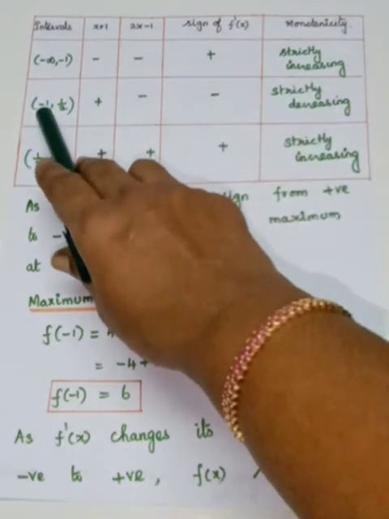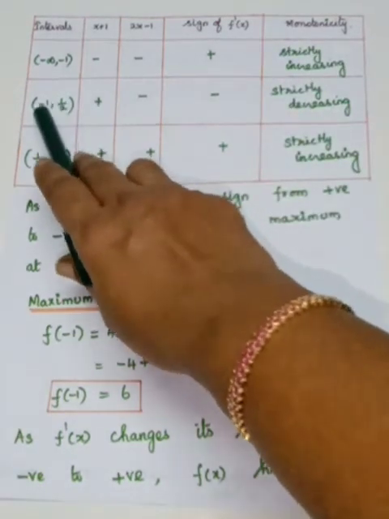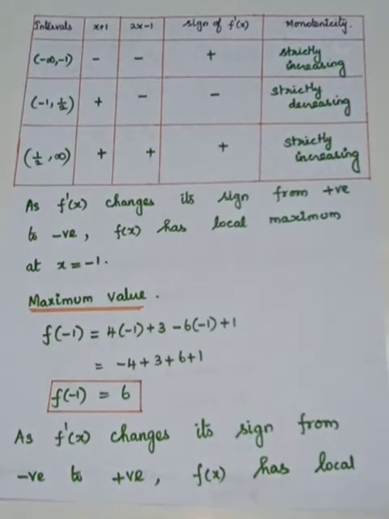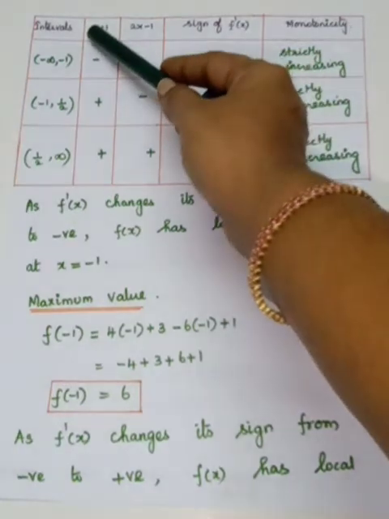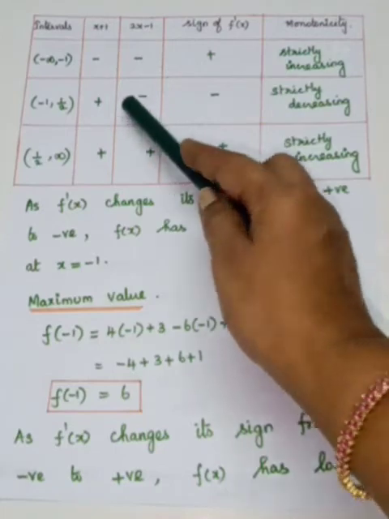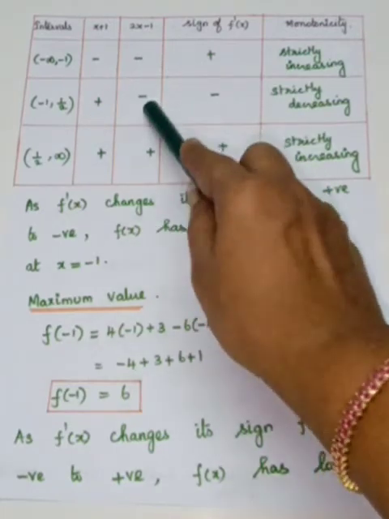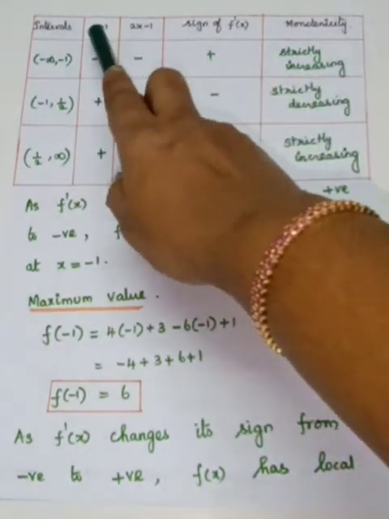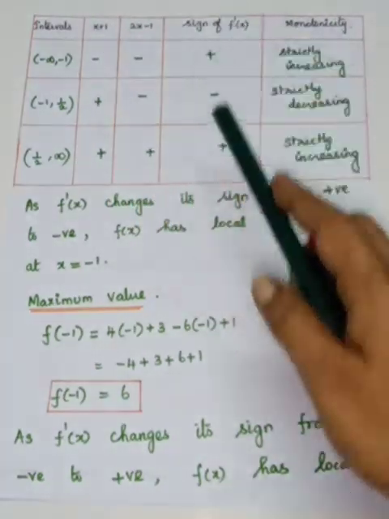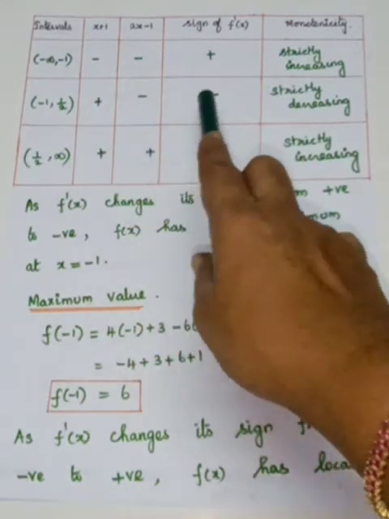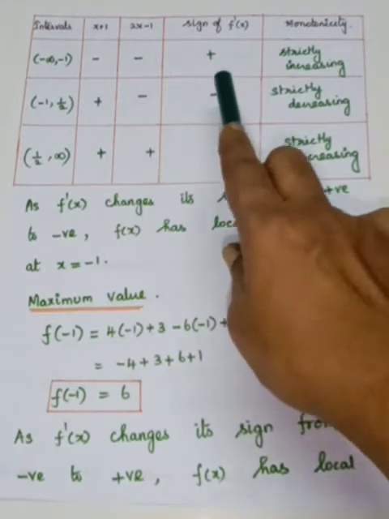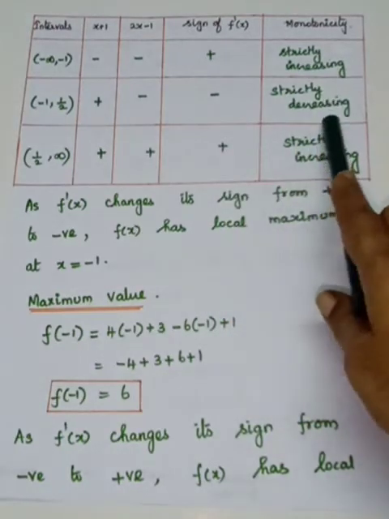Next, take the next interval, minus 1 to 1 by 2. It has a negative number and a positive number, so definitely 0 will be there. So you take x equal to 0. If you substitute 0 in x plus 1, that is positive. If you substitute 0 in 2x minus 1, it is minus 1. So positive into negative. Why are we multiplying? f dash of x is equal to 6 into x plus 1 into 2x minus 1, a product of these two factors. Okay, so plus into minus is minus. So the first derivative is negative. Negative means less than 0, and if it is less than 0, the function is strictly decreasing.